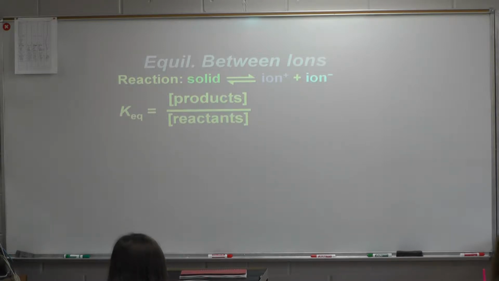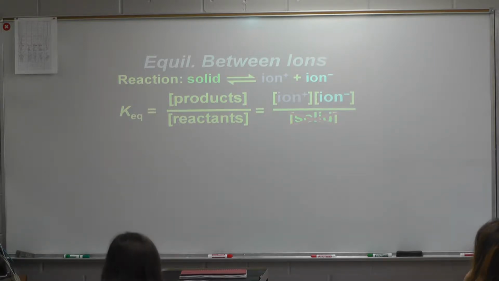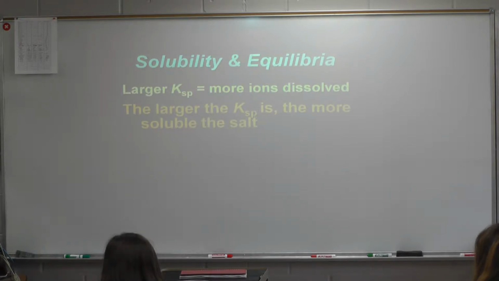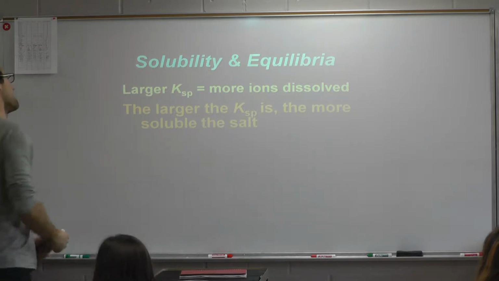Then we briefly talked about how the equilibrium expression really is no different, but because we can always remove that solid, they give it a different name, and they call it the solubility product, because it ends up being just the product of your products. Multiplying your products. Then we talked about what a big KSP versus a low KSP meant.